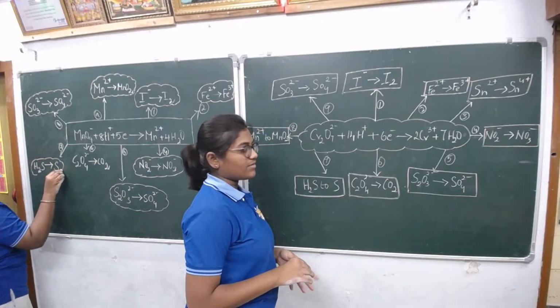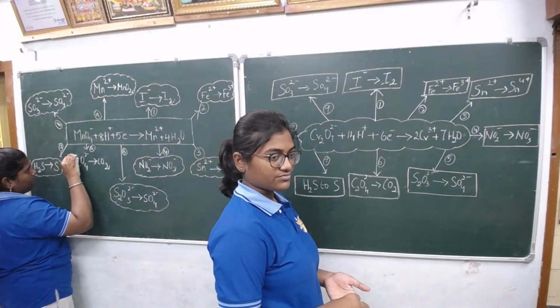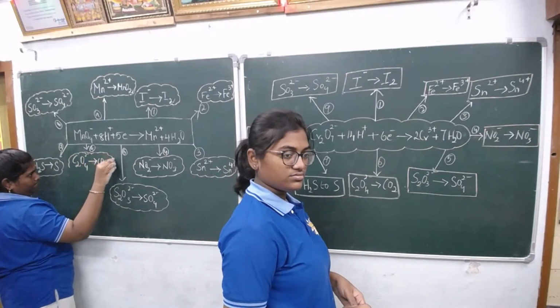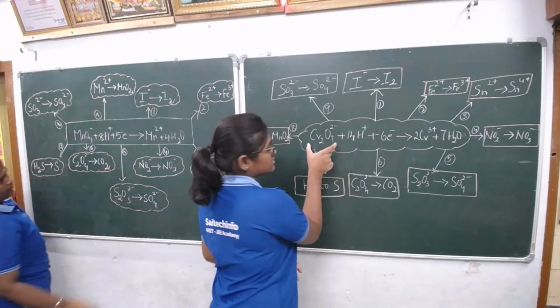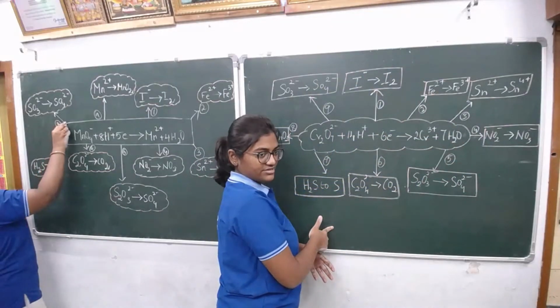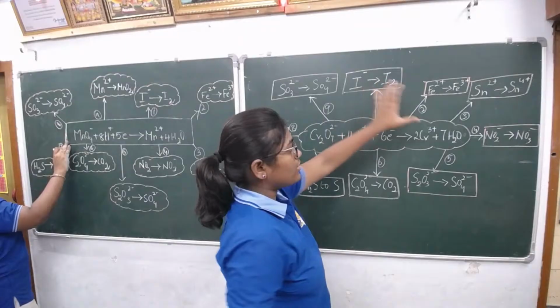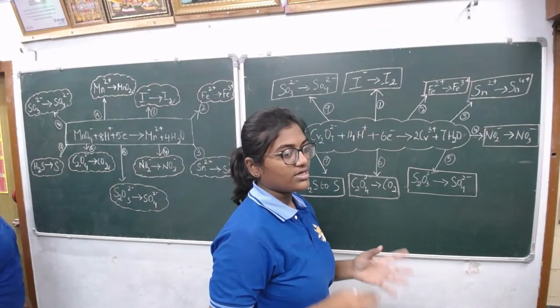From the salt K2Cr2O7, that is the reduction. This is standard. Since this is the oxidizing agent, these all are the reducing agents. These all undergo oxidation, and this particular equation undergoes reduction.